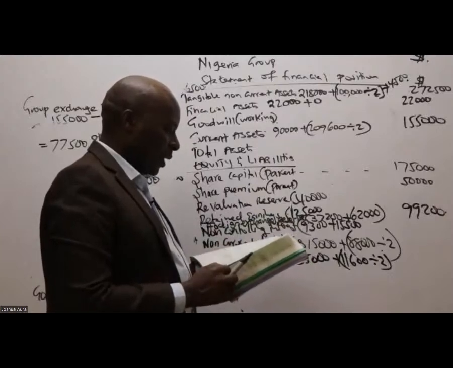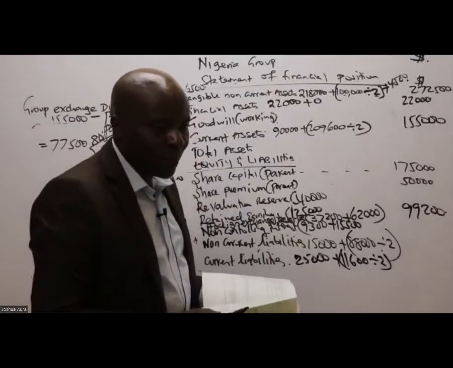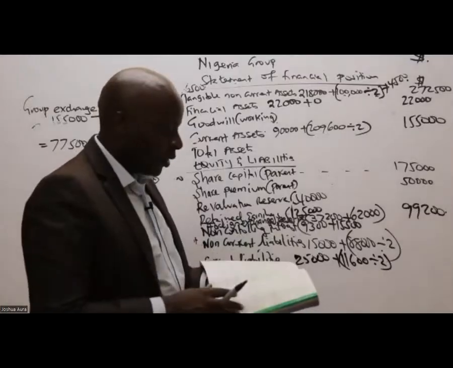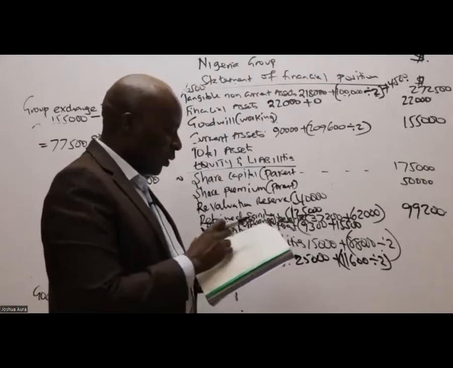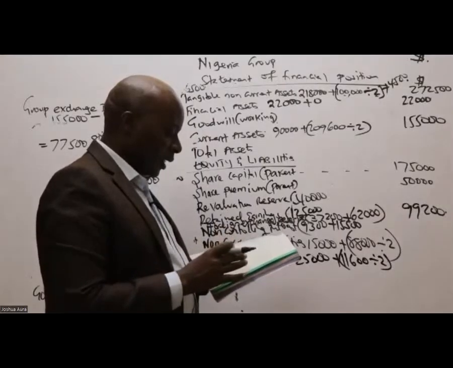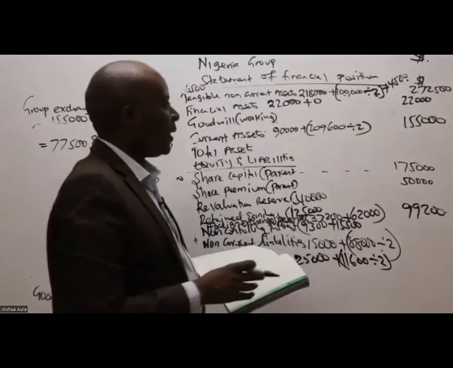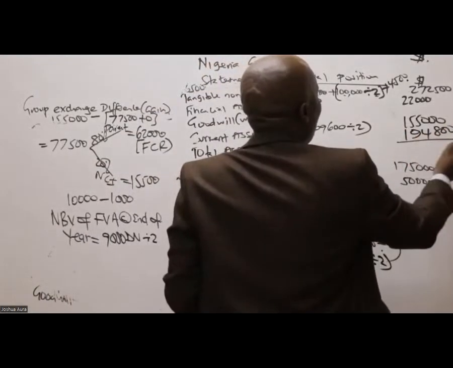Is there somebody who is able to give us the current assets? They say 194,800. Current assets are 194,800. So come and give me the total.